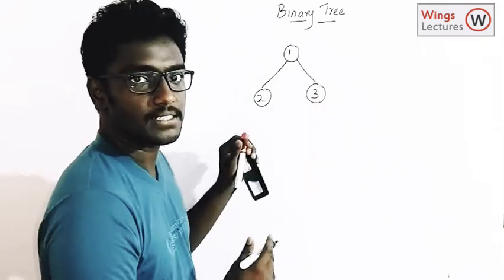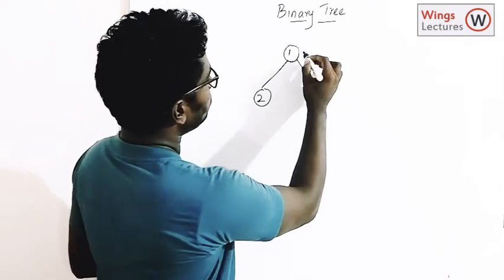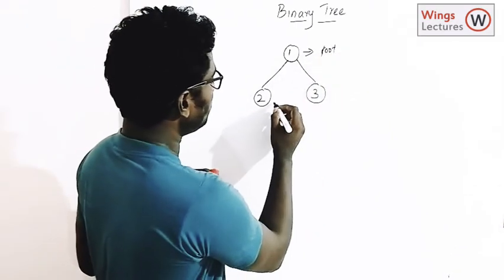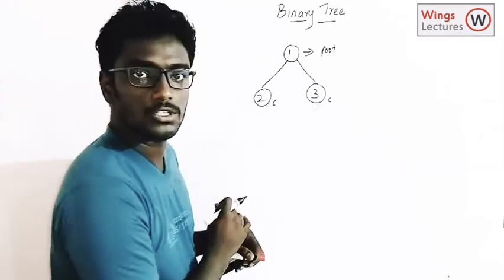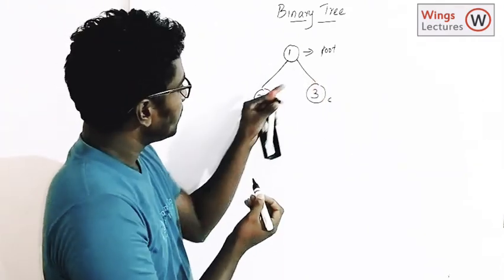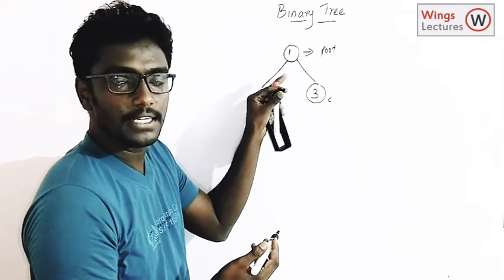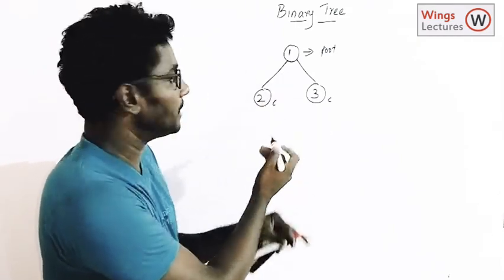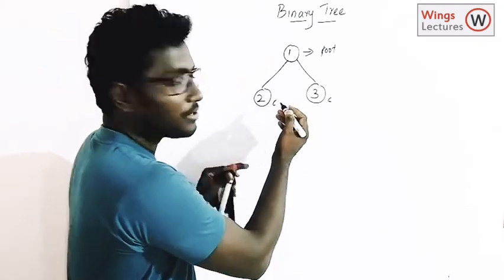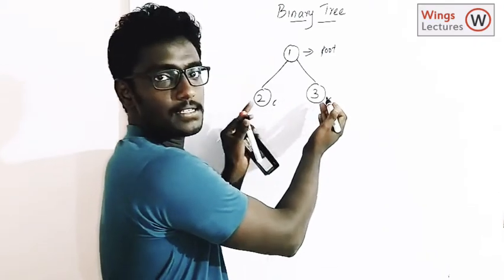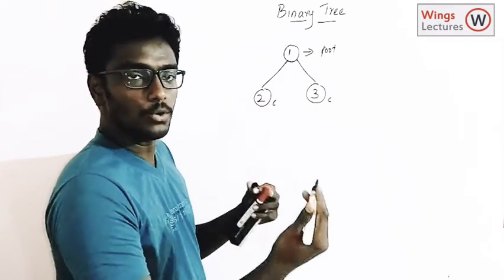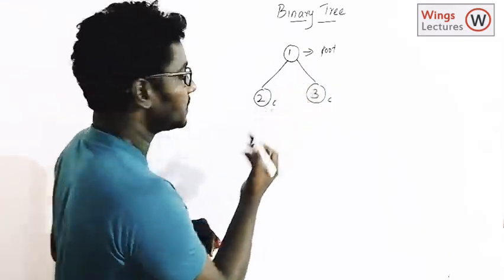So let us consider this tree. This one has a root node and these two are child leaf nodes. Here we have a tree called binary tree. Why am I calling this tree a binary tree? Because it has a maximum of two nodes as children. So this root node has two children, and we can call this tree a binary tree.